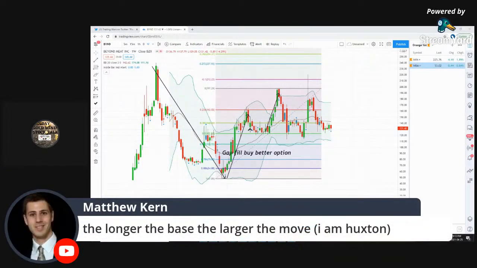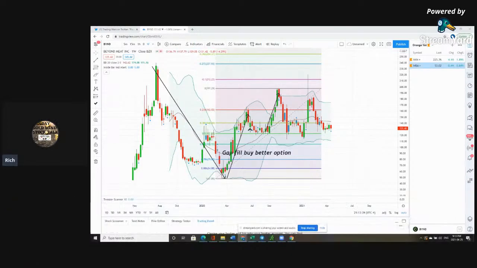Matthew says the longer the base, the larger the move. Good point. Yeah, definitely. What I like, not just basing, but I like to see traps. Okay. So if I can see traps, then that is what gives me confidence. Like, let's say I want to play to the bullish side. I want to see shorts getting trapped. I want to see them trying to short, but then getting reversed on. I want to see short stop losses. That is what gives me confidence.